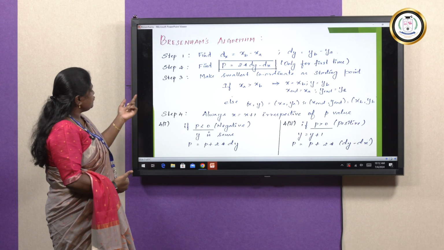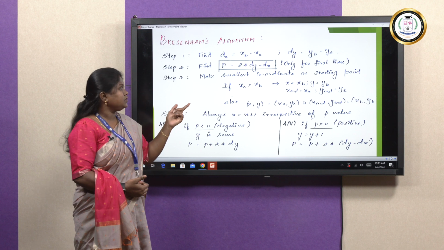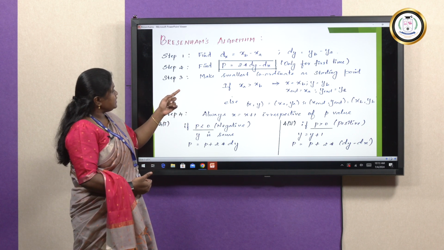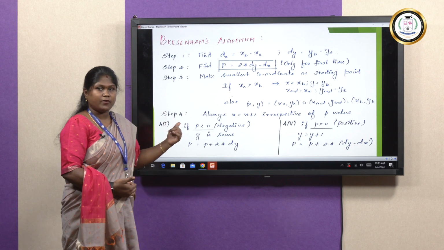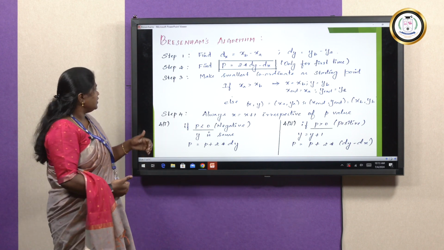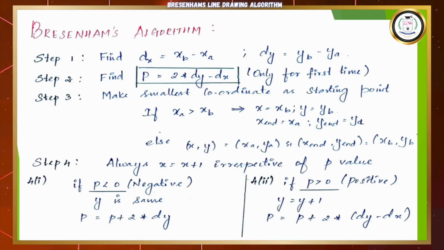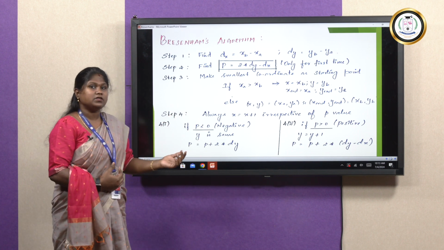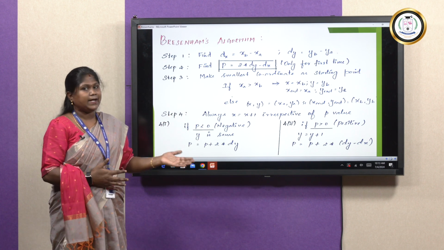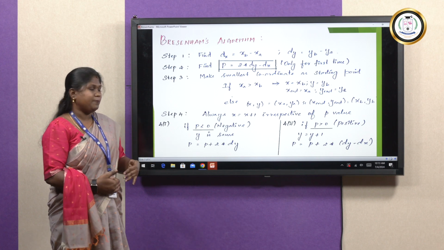The next step is to find the p-value, which is the decision parameter. Here is the formula: p is equal to 2 into dy minus dx. For the very first time we will use this formula to get the decision parameter. The next step is, given two coordinates, we want to fix the smallest coordinate as the starting endpoint. For that we compare the x values of the two coordinates. Whichever value is smaller, we make that the initial starting endpoint.